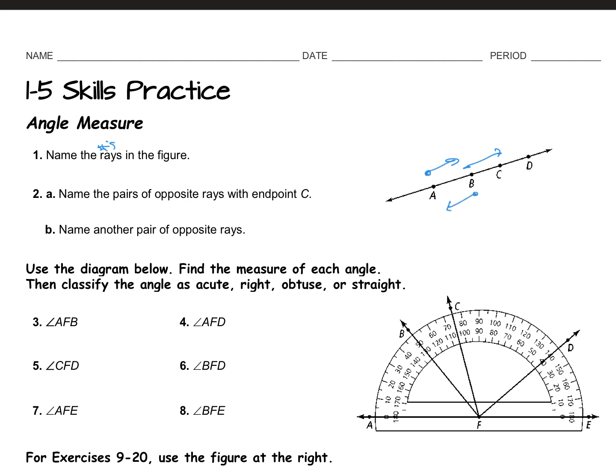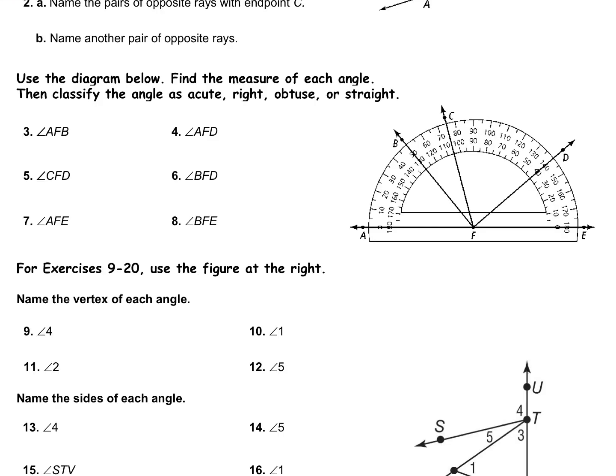Okay, so when you go to name a pair of opposite rays, those are going to be at the same endpoint and go in opposite directions. For instance, this is one ray, and this would be another ray, and you can use either point C or D, it doesn't matter for your second point. All right, so 3 through 8 is just like what we did in the notes.